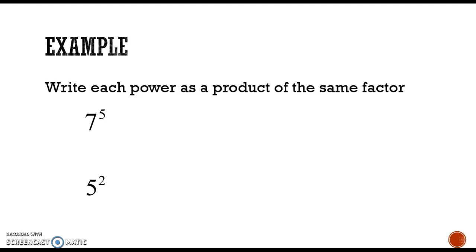Alright, so we're going to try a few examples. Write each power as a product of the same factor. So it's 7 to the 5th. That means our base is 7, our exponent is 5. We want to be writing out 7's, and we're going to write 5 of them since it says 7 to the 5th. So all you need to do is 7 times 7 times 7 times 7 times 7.